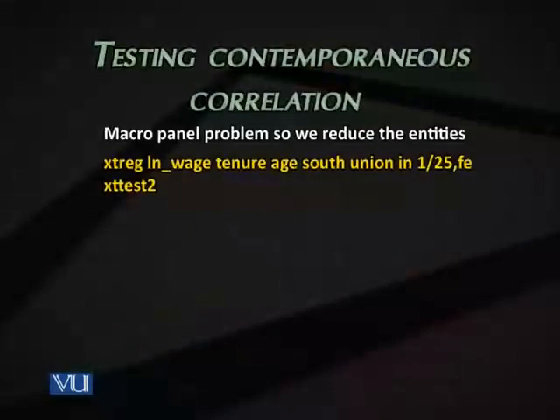So let's see how to do that. The command is xtreg log of wages, tenure, age, south, union in 1 to 25, comma FE for fixed effect. By writing in 1 to 25, we reduce the sample, because if you apply this test on a fixed effect model run on the complete data set, you will not get results. Try it. Here I ran the regression for 25 rows of observations and then applied xttest2. Remember that xttest2 has two prerequisites. One, you have run the xtset command. Second, you have run the fixed effect regression.